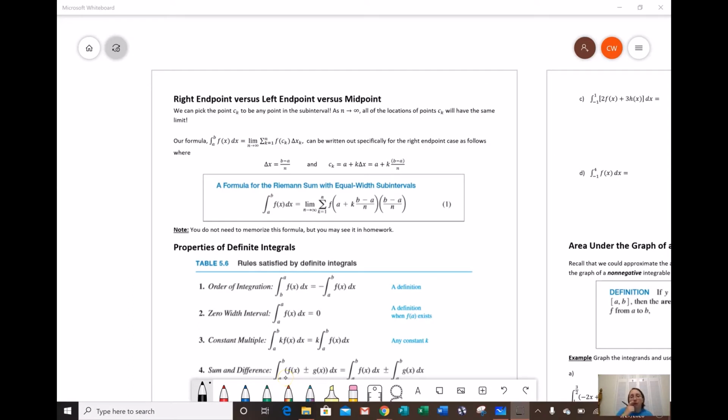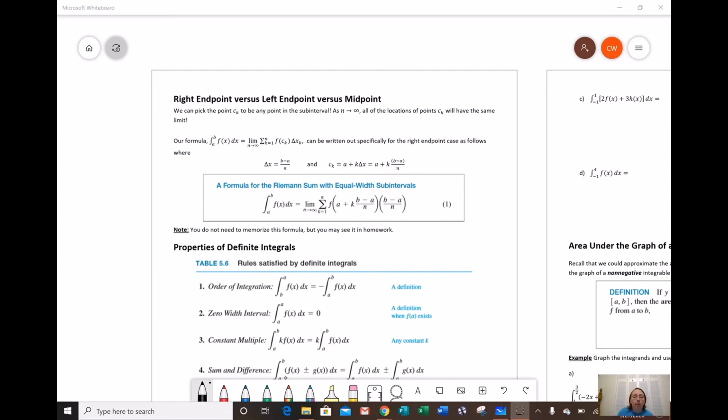Okay, so now we're going to have the discussion about right hand versus left hand versus midpoint. We can pick the point ck to be any point in the subinterval. It doesn't even have to be left, right, or midpoint. It can be any number, as long as it's inside the base of that rectangle. As n goes to infinity, all of the locations of ck will have the same limit. What? Well, think about it. Your rectangle has a base. As n goes to infinity, that base gets smaller and smaller, which means the left-hand side and the right-hand side are getting closer and closer to the midpoint, and then they just end up all being mashed together because you end up with 0 width. So they all end up becoming the same value in the limit.